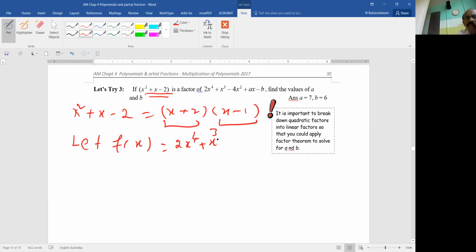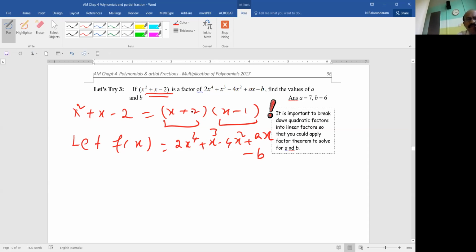So let us take f of x to be 2x to the power 4 plus x cube minus 4x squared plus ax minus b. So this is ax. Let me write again. So this is ax, and finally you have b also.